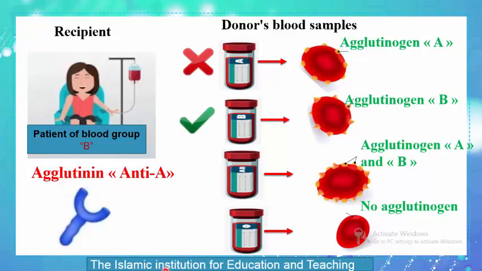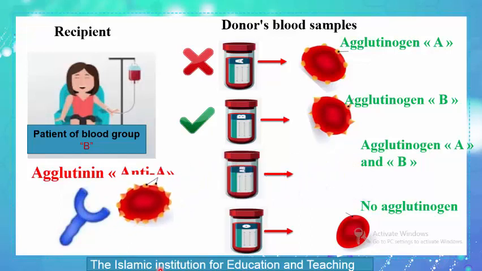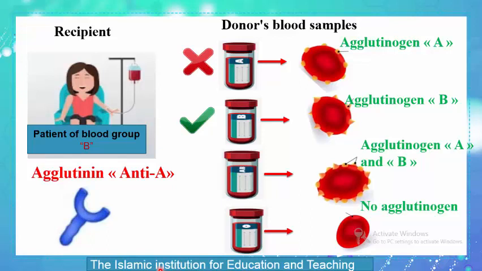Let us now move to blood group AB, where the two types of agglutinogen exist, agglutinogen A and agglutinogen B. Due to the presence of agglutinogen A with a circular shape that is complementary with the site of this antibody, it will cause them to bind and fit together, meaning agglutination takes place. Thus, the patient is not able to receive blood from blood group AB.